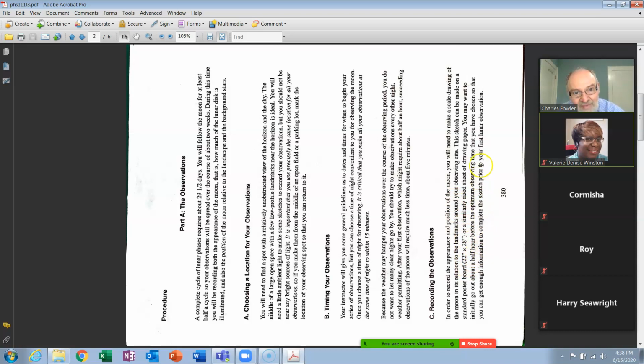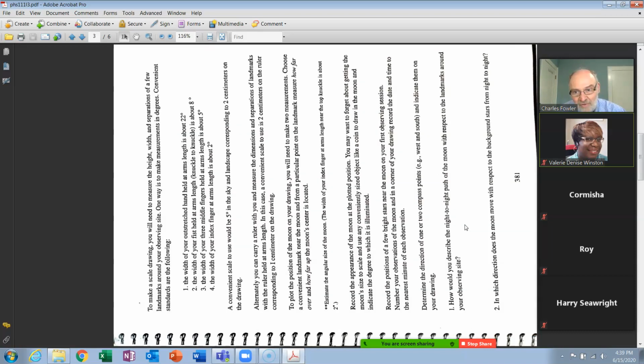What you want to do is complete your first observation and give yourself enough time, like I said, about 15 minutes ahead, possibly 30 of that first night, so you get everything down. Then after that, you know exactly what you look for and when to look for it. So that's what you're going to observe.